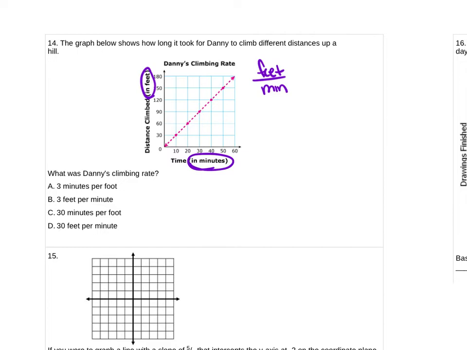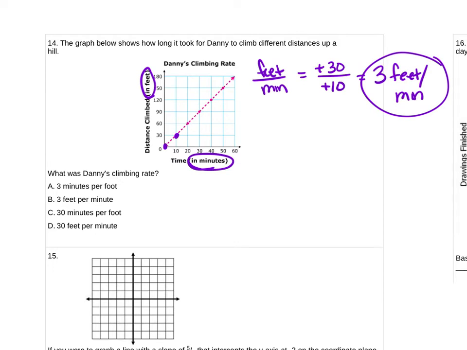And we can find that in this graph. You can just find a point. We know it goes through 0, 0, and it goes through at 10, 30. And we can use that it goes up 30 feet in 10 minutes. So it's 3 feet per minute, which is answer choice B.